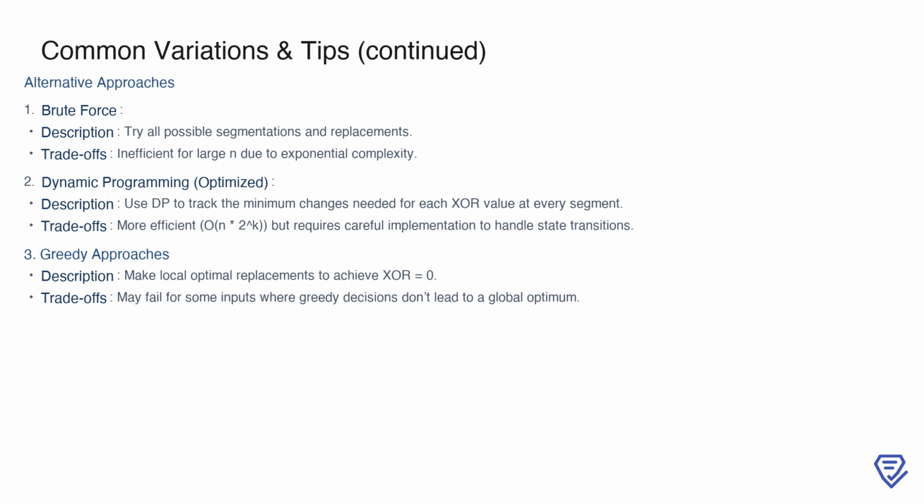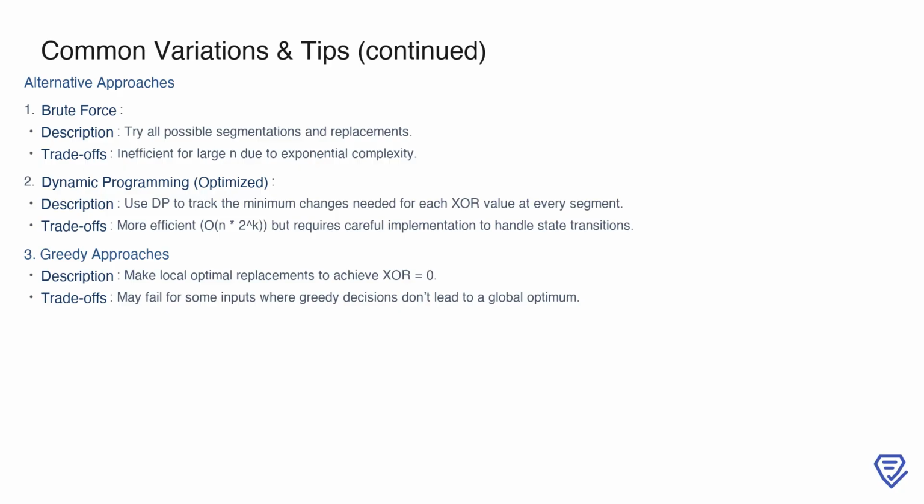When considering alternative approaches to solving this problem, the brute force method is the most straightforward but also the least efficient. This approach involves trying all possible ways to divide the array into k segments and replacing elements to meet the XOR condition. While simple to understand, it quickly becomes infeasible for larger n due to its exponential time complexity. A more practical solution is to use dynamic programming. With an optimized DP approach, you can track the minimum changes needed to achieve each XOR value at every segment. This reduces the problem to a manageable n*2 to the power of k complexity, but it requires careful handling of state transitions to ensure accuracy.